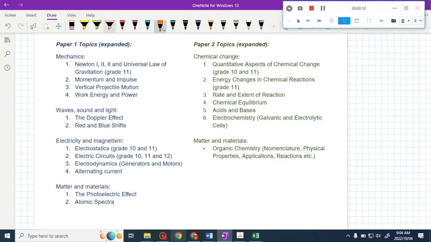Was yesterday Sunday? Yes, yesterday. So when it comes to the mechanics, Newton 1, 2, 3, universal law of gravitation, momentum and impulse, vertical projectile motion, work, energy, and power, you must please remember that all of these topics deal with vectors. And when you're dealing with vectors, it means direction is important.